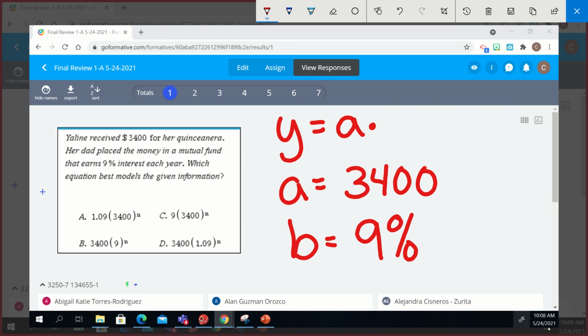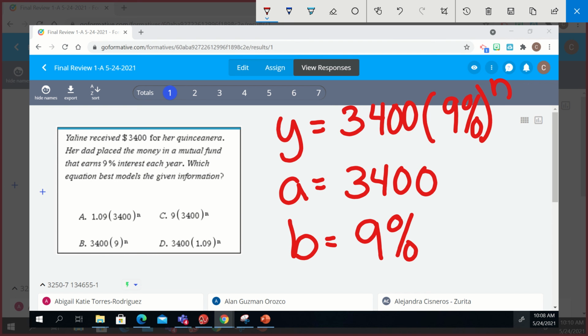So if we're writing this equation, we know our starting point is 3,400. Our interest is 9%. Taking the power, they can use any letter for the power. The letter they happen to use is n. N is usually used to say years, days, whatever. So they said n. So then we start looking: does anything match this equation so far?